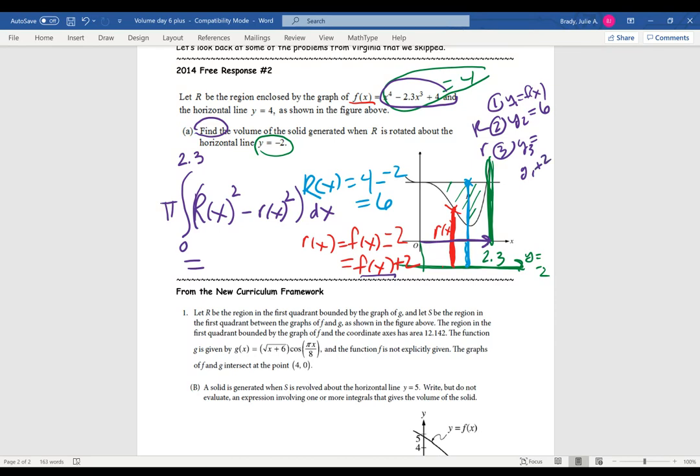Now grab your home screen and type this in. And don't forget, after you type in the integral, you have to multiply by pi. The answer I got was 98.867 if you just truncated. Let me make sure that's right. Or 96.868 if you round it.